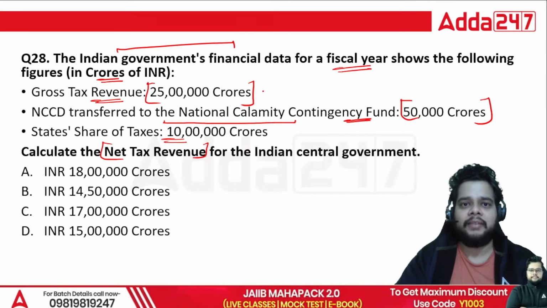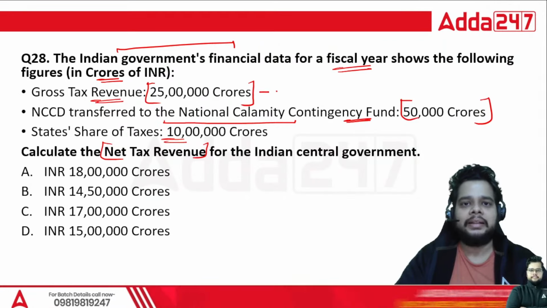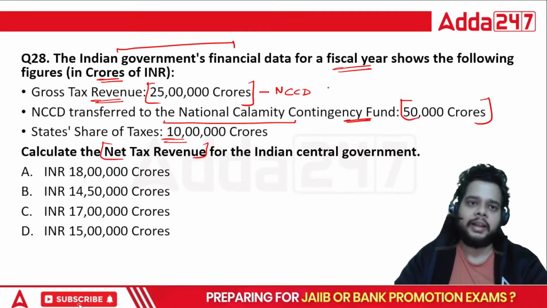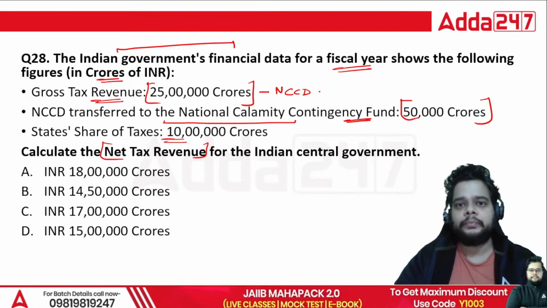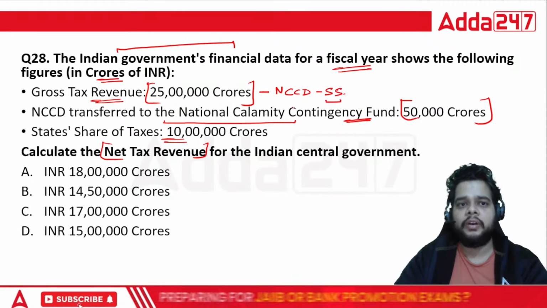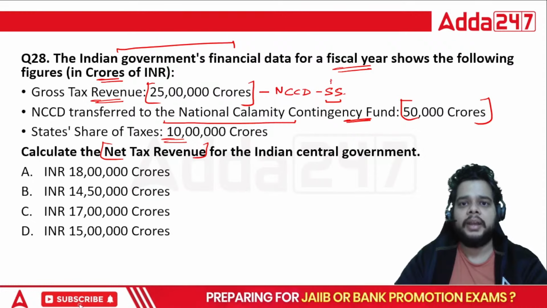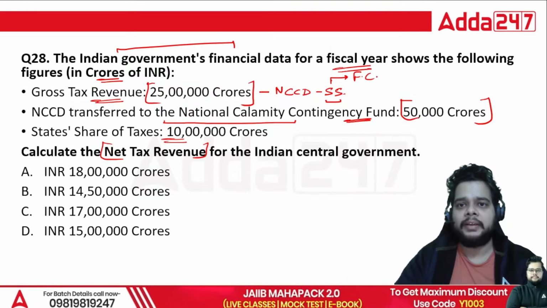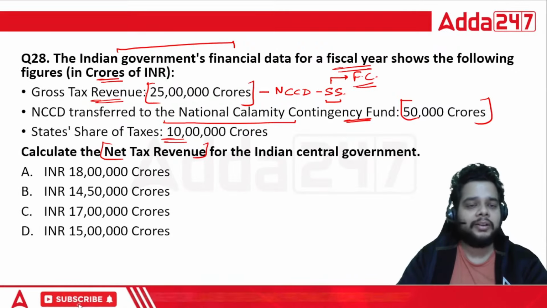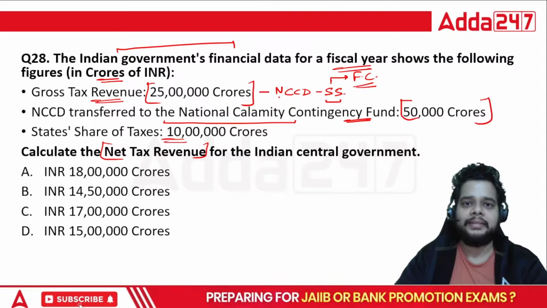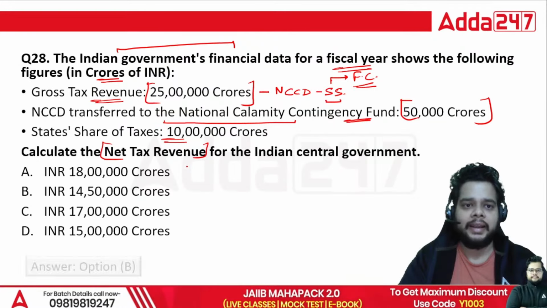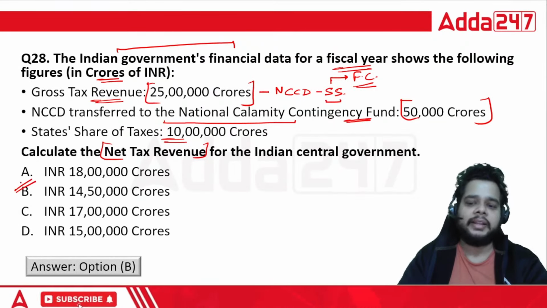In the gross tax revenue, you simply have to subtract the National Calamity Contingency Fund transferred by the NCCD. Then we have the state's share, which we have to exclude from the gross tax revenue, because as per the recommendation of Finance Commission, you have to provide the states their own share from the gross tax revenue itself. So just subtract these three numbers, you will get the answer as the NTR, the net tax revenue, as 14 lakh 50,000 crore.